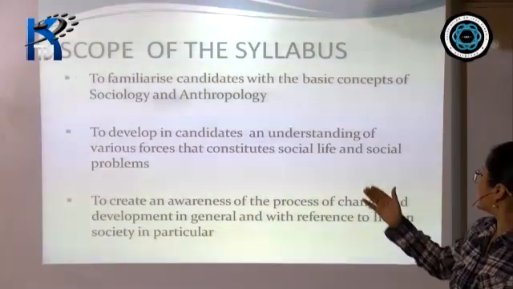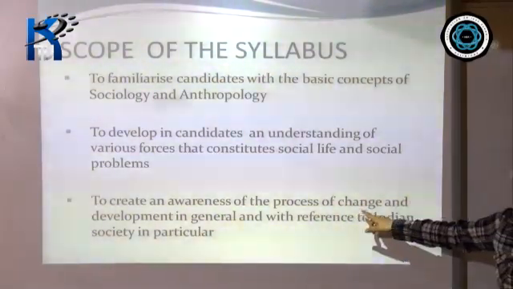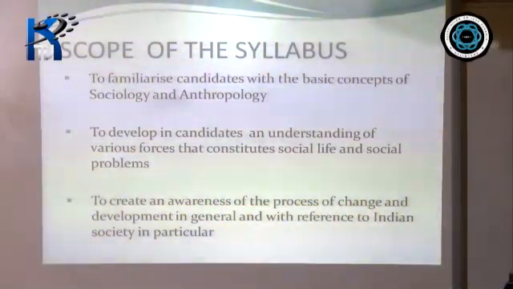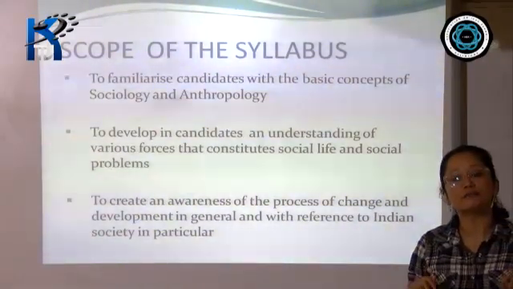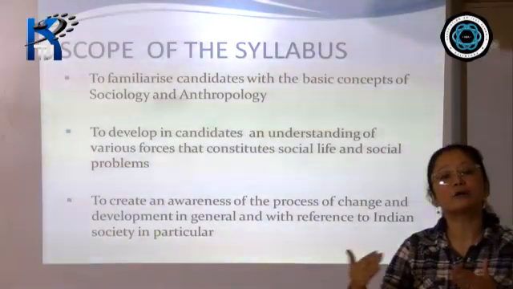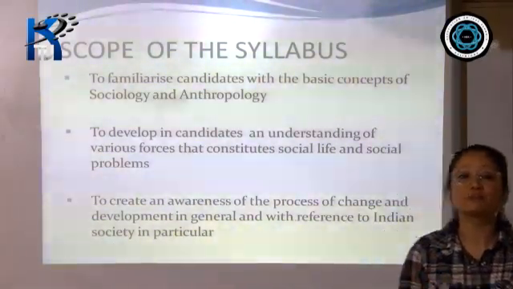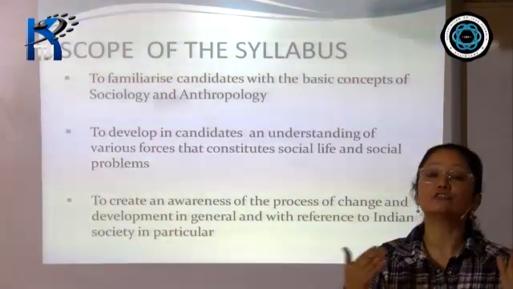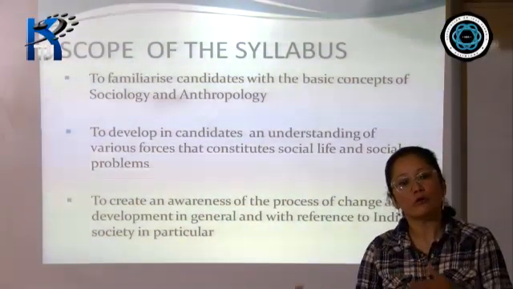So to create an awareness of the process of change and development. We are also acknowledging the fact in sociology that things will change. Nothing is permanent in life. We have to be ready for the changes. And changes can be both good or bad.